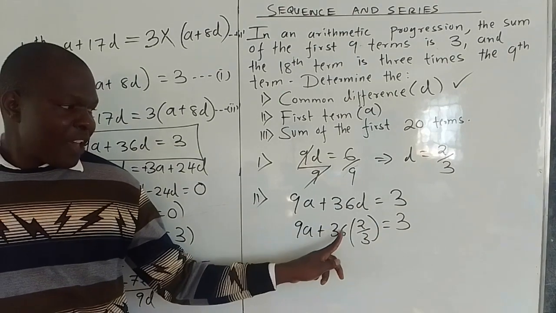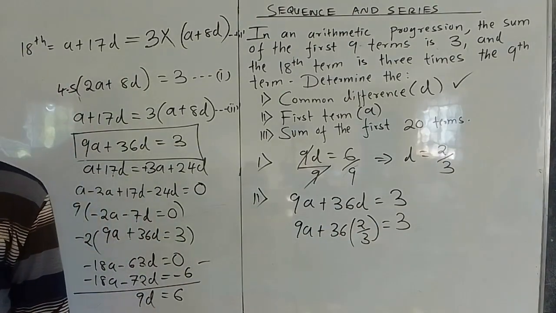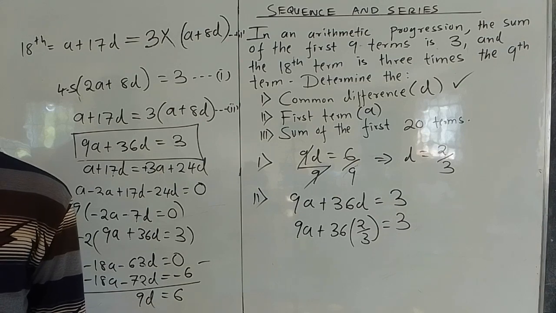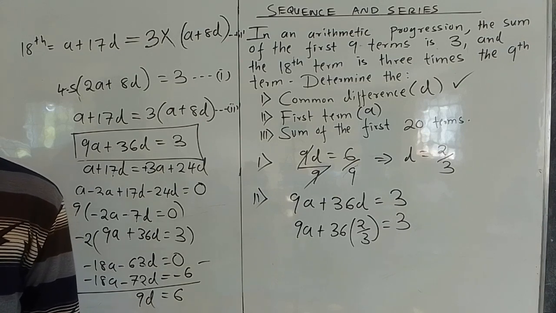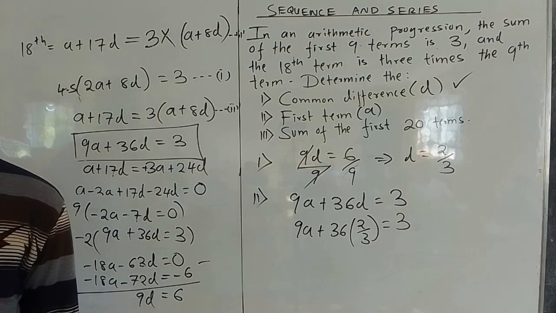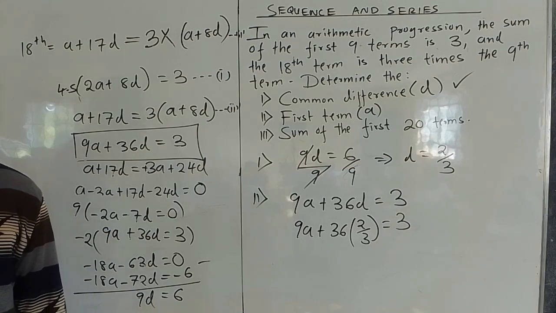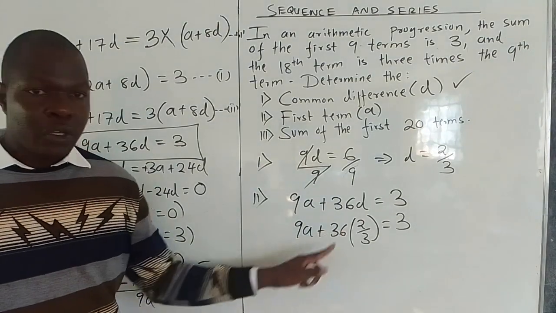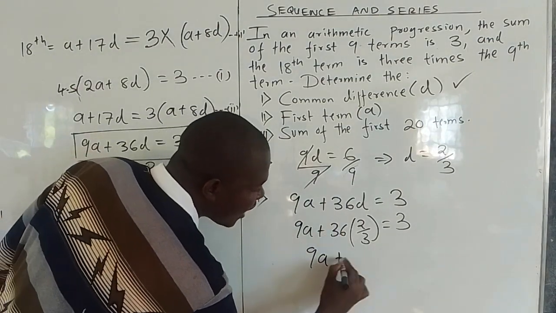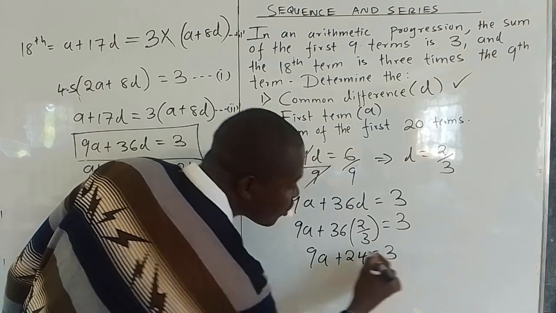so take your calculator and multiply 36 times 2 over 3. And this mistake of coming without a calculator should not repeat itself, okay? What do we have? You have 24. So it is 9A plus 24 to be equal to 3.